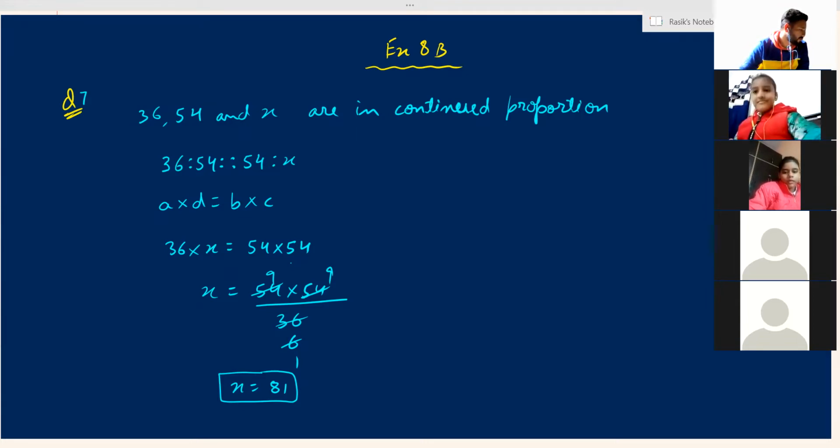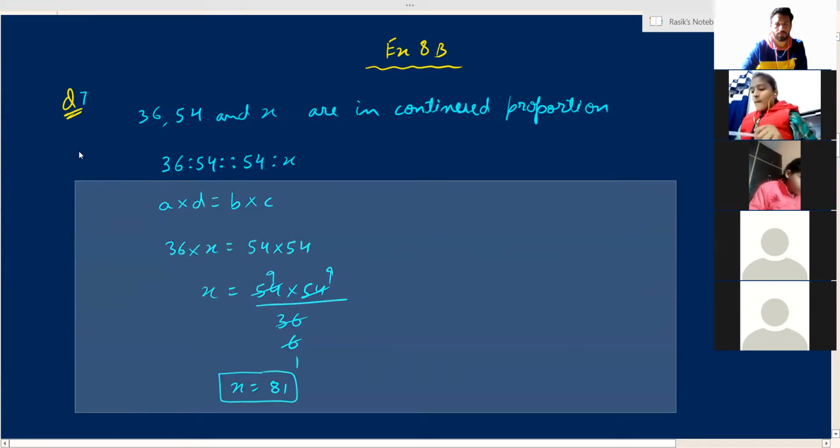Question 7 we have done, 8 is same, 9 is also same. Do the third part of question 9. Everyone start doing. Third part of question 9. Same as question 7. Find the third proportion.